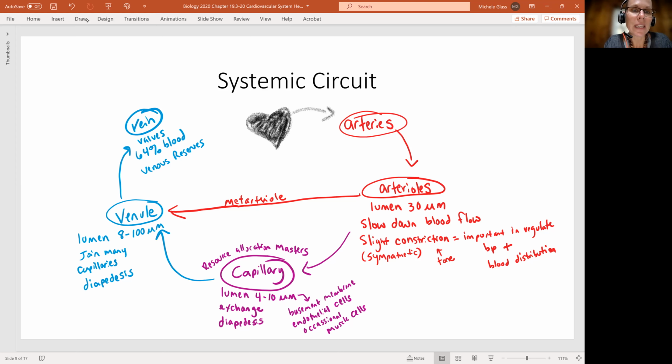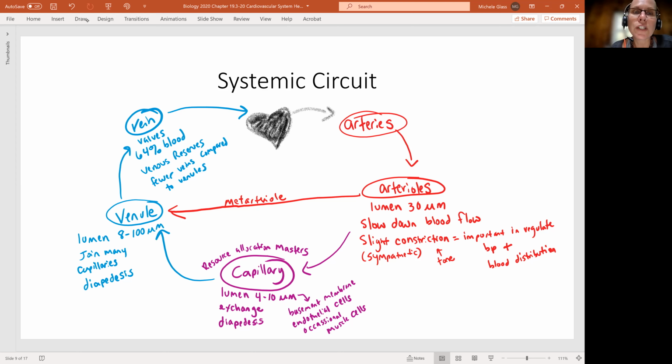Another important thing to pay attention to here, one of the other reasons why we have 64% of the blood here, is that we have fewer veins compared to venules. So just like you could have several capillaries dumping into a single venule, you're going to have several venules dumping into a single vein. And then remember, the vein is bringing that blood back to the heart.